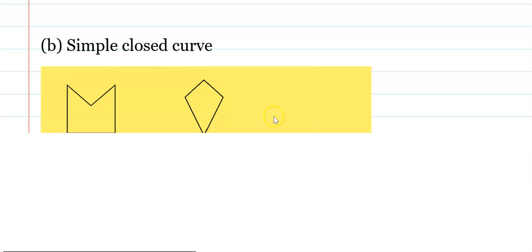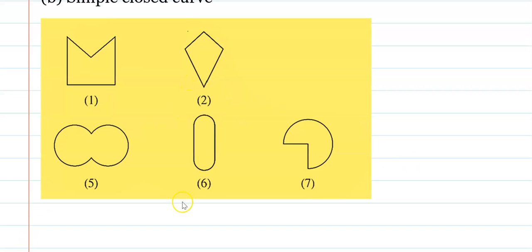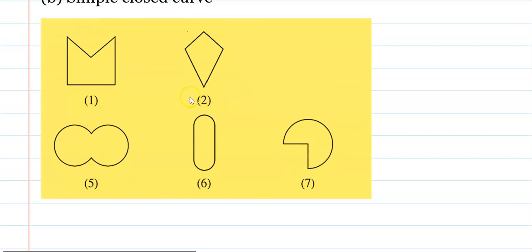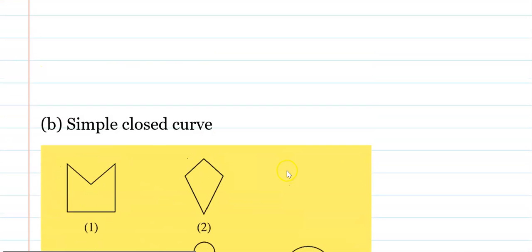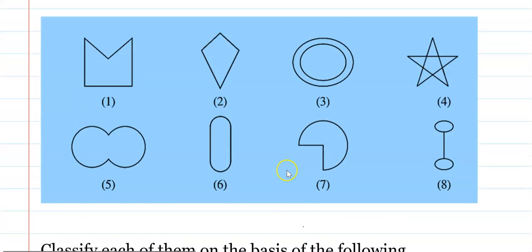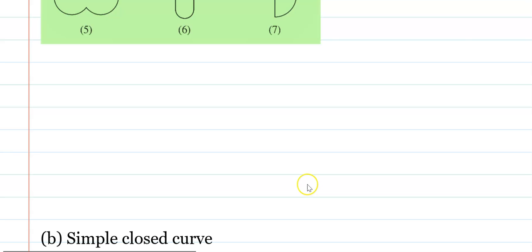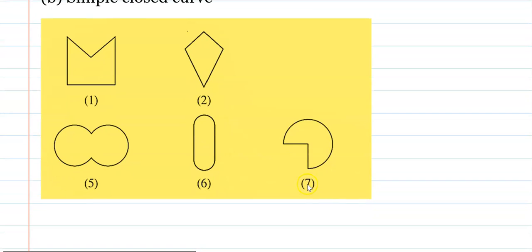Next, simple closed curve. Again, 1, 2, 5, 6, 7. These are the simple closed curves.